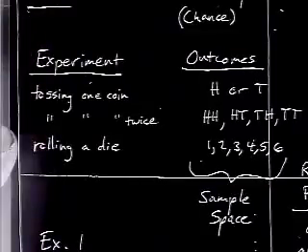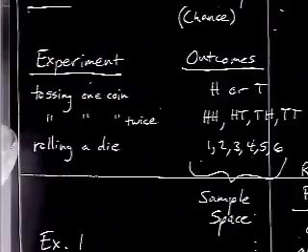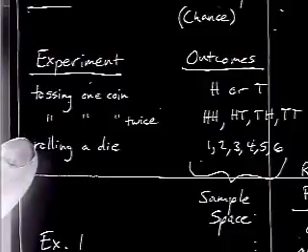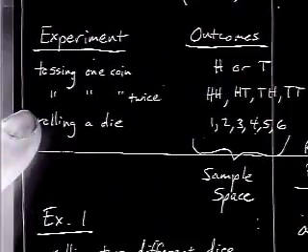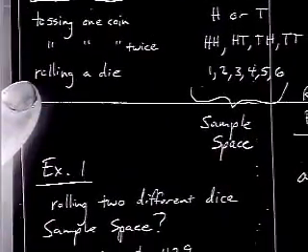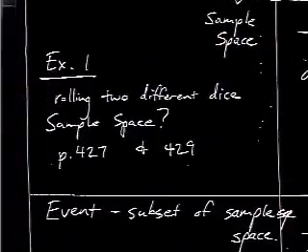Now, you're going to have to get used to understanding and writing out what the sample space is. Because in all of these situations where you're trying to find probability, sample space is very important, and many of you don't like to do that, but you need to. Example 1 talks about rolling two different dice, and then they look at the sample space that they have listed on page 427 and 429.